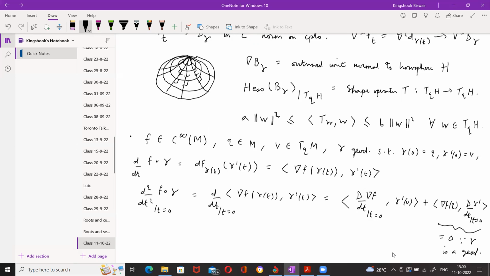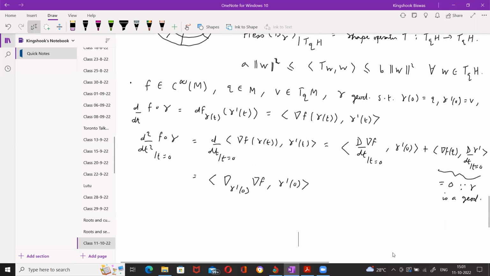Okay. So what remains is just this capital D/dt of nabla f along the geodesic gamma. This is the same as just nabla at gamma prime 0 of nabla f, inner product with gamma prime 0, right? Yes? Which is exactly just the Hessian. So this is nabla squared f of v comma v. Okay. So we get another interpretation of the Hessian.